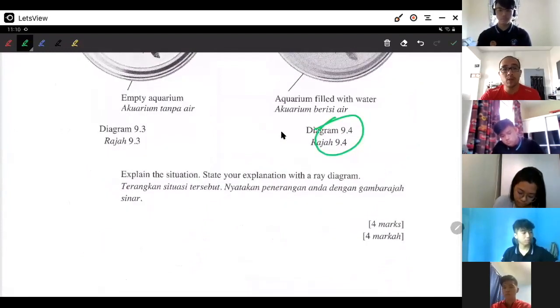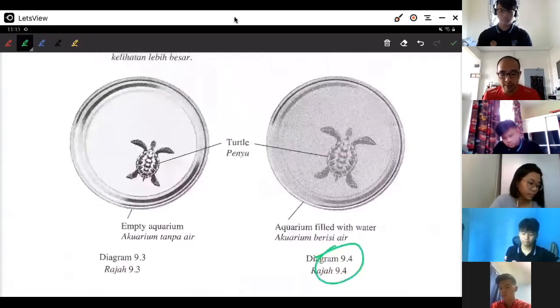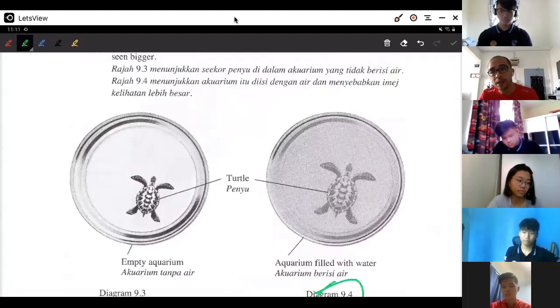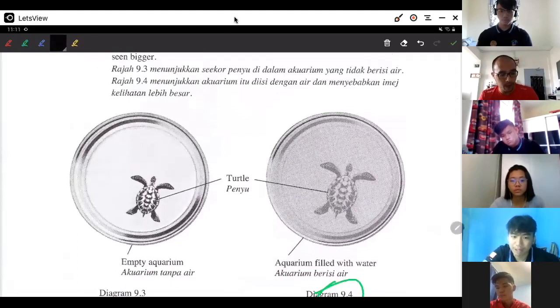So what we're doing is we are explaining the situation, but we also have to show a ray diagram. Okay, so first of all, tell me what situation is this first. I know it's refraction, but this is a very specific one. Ada yang satu tiada air dan ada yang satu yang ada air. What situation are we talking about here? Anybody? Real depth, apparent depth, maybe. Okay, so this is real depth and apparent depth.